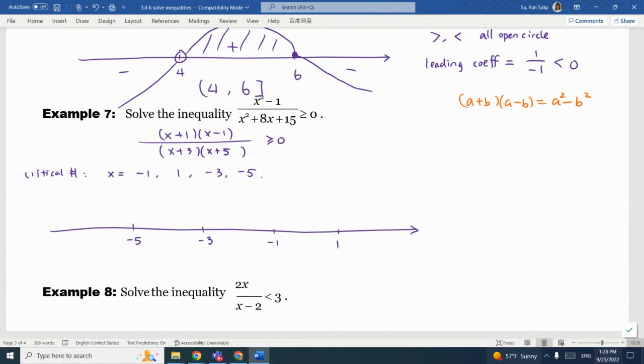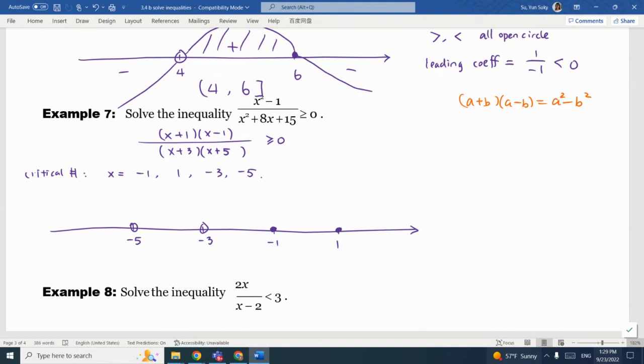Open circle or solid circle? Negative 5, open circle or solid circle? Open. Negative 3? Open. Negative 1? Solid. 1? Solid. Can everybody understand that? For the numerator factors, solid circle. And denominator factors, open circle.